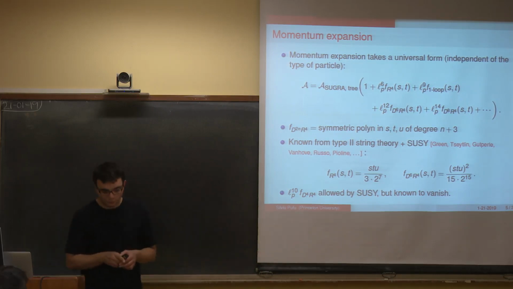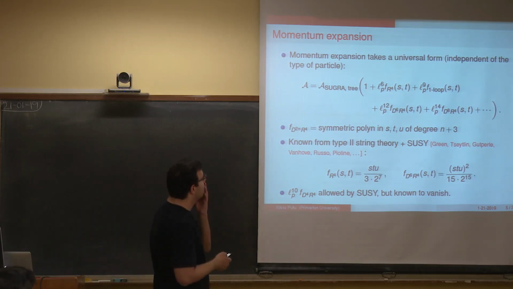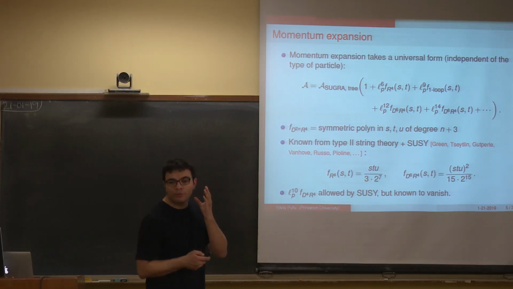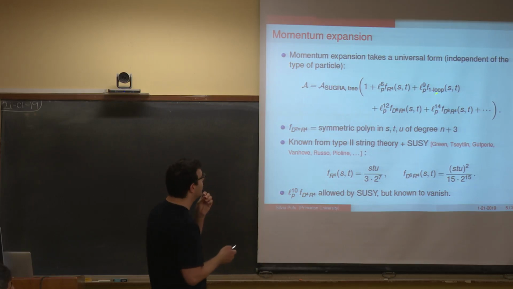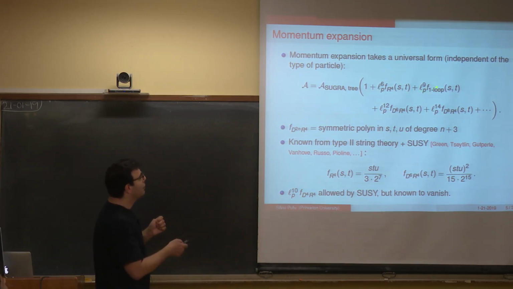So you said some of these are polynomial and some are not. Yes. Presumably the only non-polynomial ones are those that come from loops. From tree level, we're still going to get polynomials. Okay. Right. But from loops, we won't.